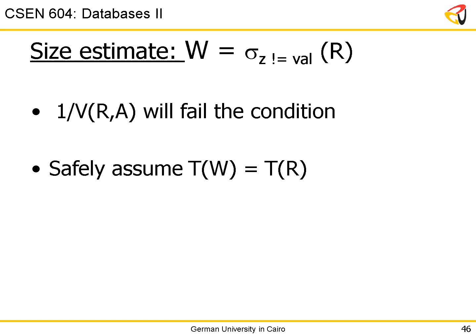If I say select star from R where z not equal to 5, I will include 1 to 4 and 6 to 10. What that means is my result set size is almost the same as the table size minus 1. And for that purpose, I will just ignore the minus 1. I will say that my T of W is equal to T of R. Okay? I will say that it's the same size. It's not entirely true, but remember, this is an estimate, so it's okay. We can get away with it. We can say, okay, it's going to be the same.